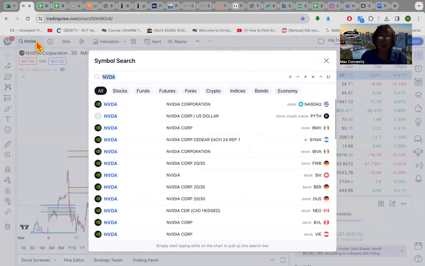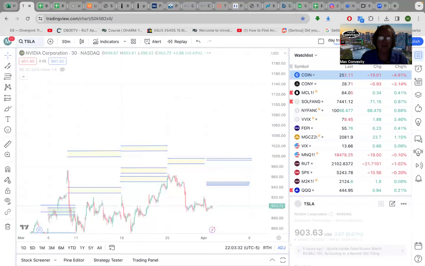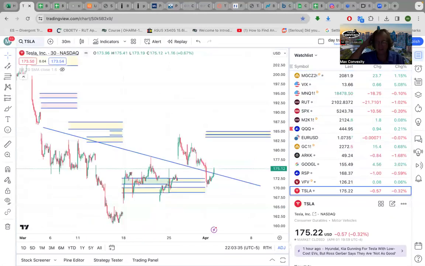Let's see, Misty, Coney. Let's look at old Tesla. Oh, look at that. It looks like they rallied right on the close. They're kind of contending with this trend line down here. Nice rally.